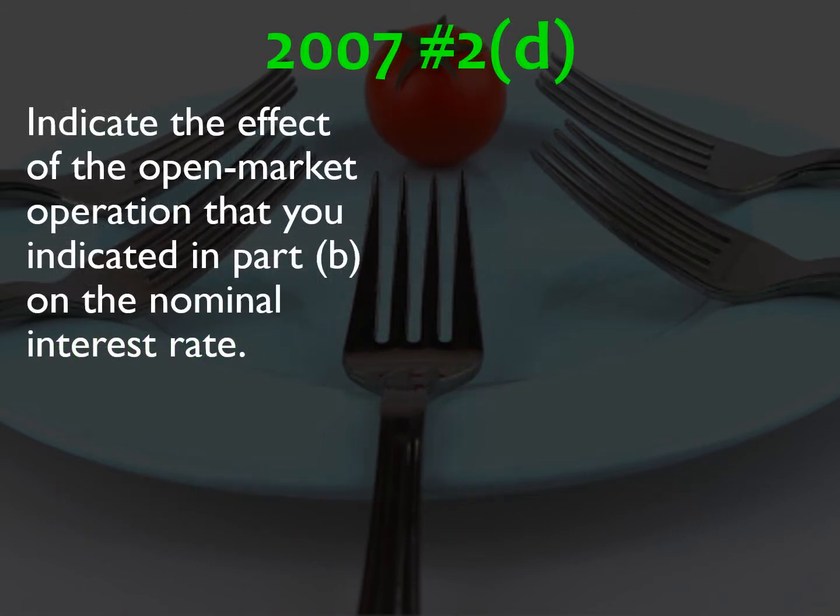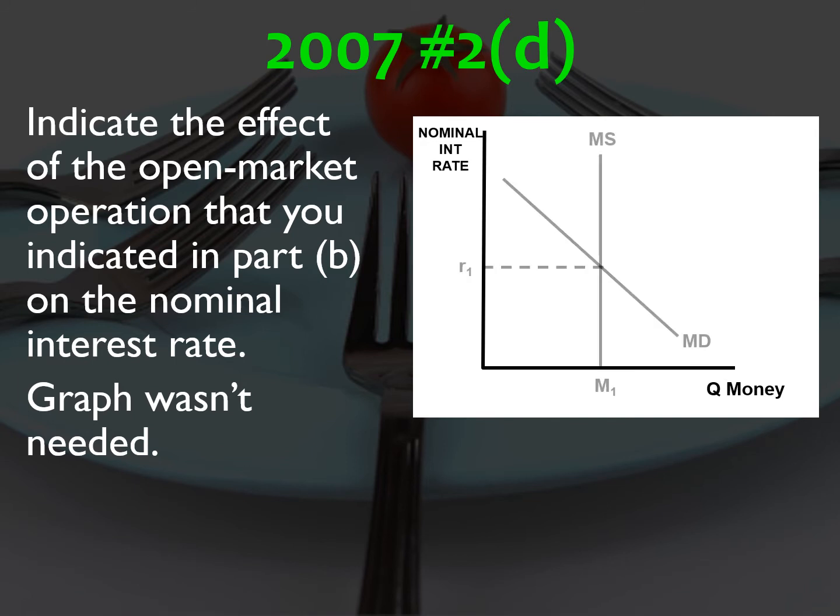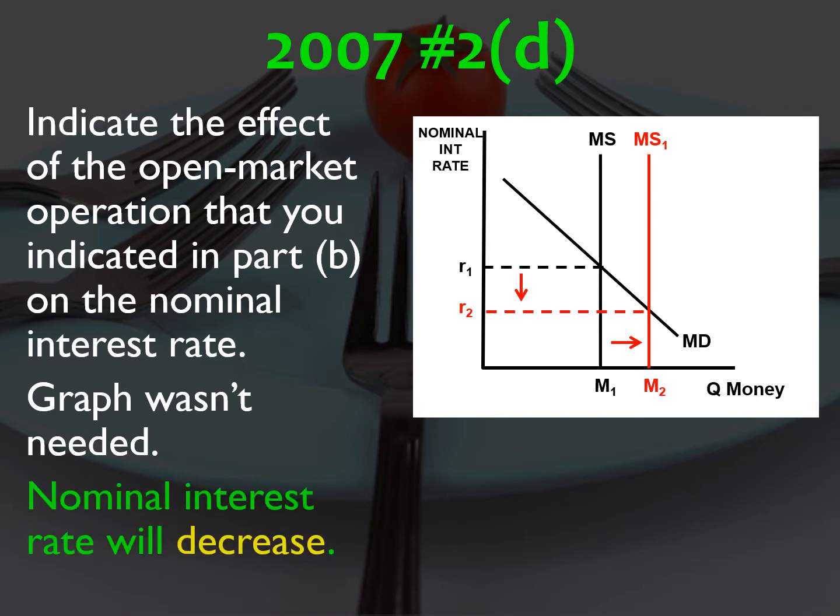D, indicate the effect of the open market operation that you indicated in Part B on the nominal interest rate. So the graph wasn't needed. You didn't have to do it, but I'll do it anyway. So again, vertical money supply, downward sloping money demand, and with the buying of bonds, that increases the money supply, which lowers the nominal interest rate. So the answer is to lower the nominal interest rate. You did not actually have to show the graph to get credit.